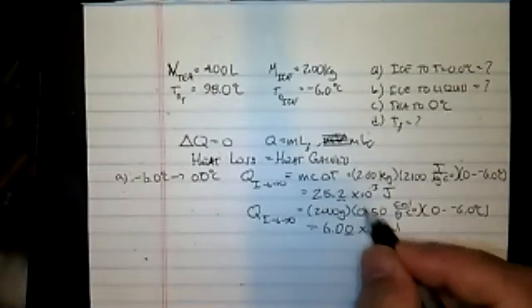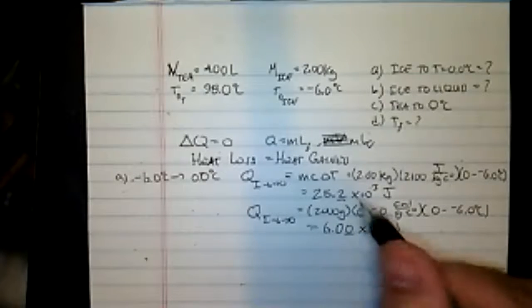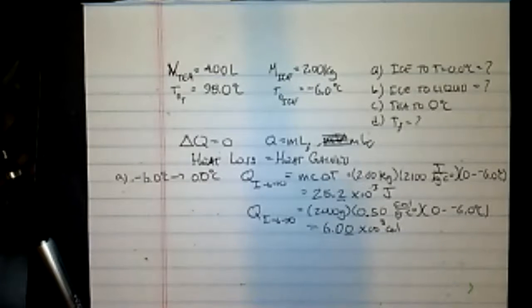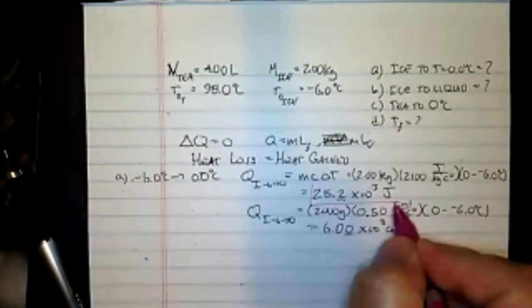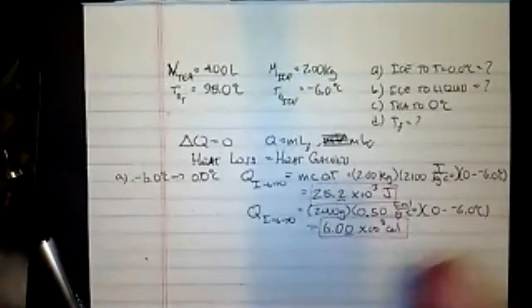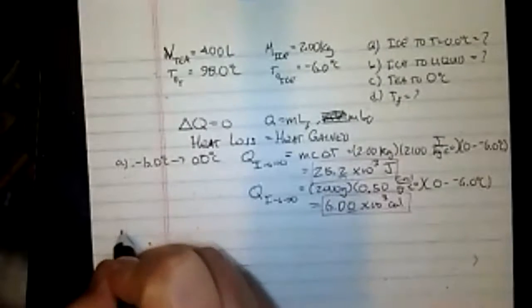If you check this, if you multiply this by 4.186, you will find that, in fact, that is essentially that number. So that works as well. So we've now done part A. It takes about 25,000 joules, or about 6,000 calories of energy to heat the 2 kilogram cube of ice up from -6 degrees Celsius to 0 degrees Celsius.